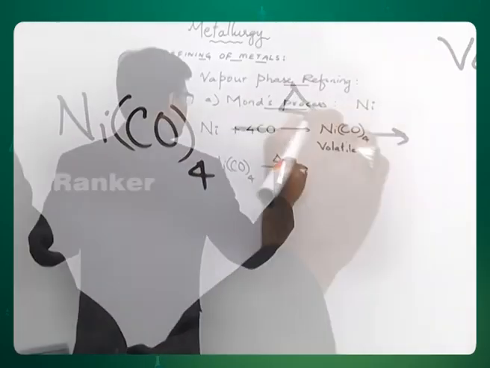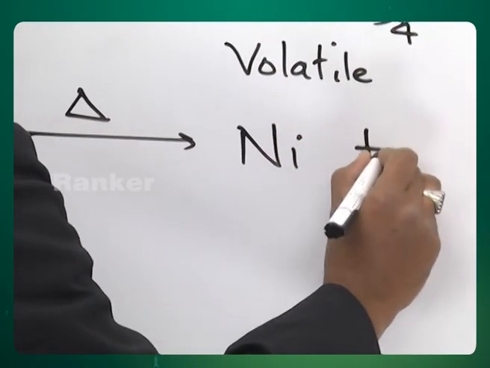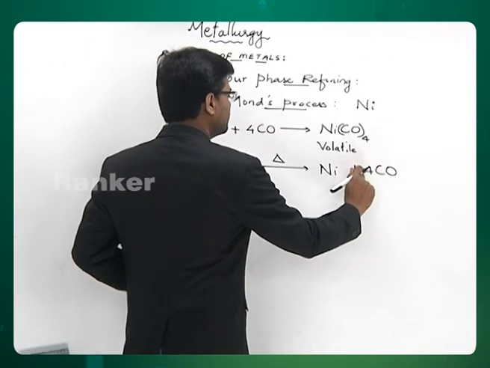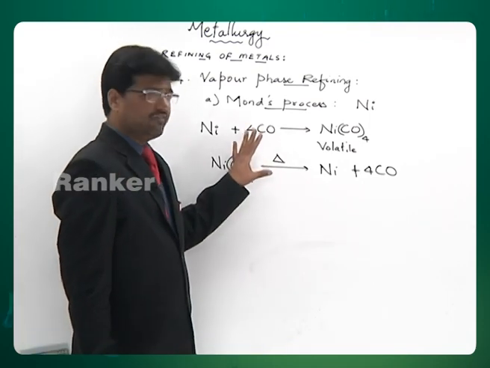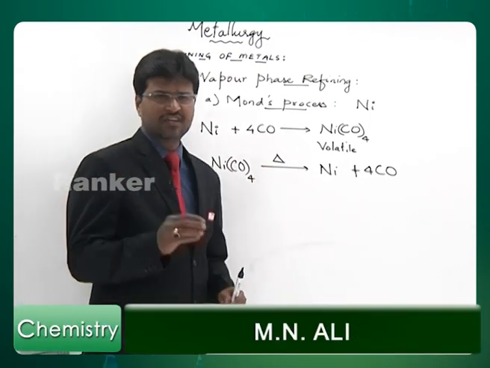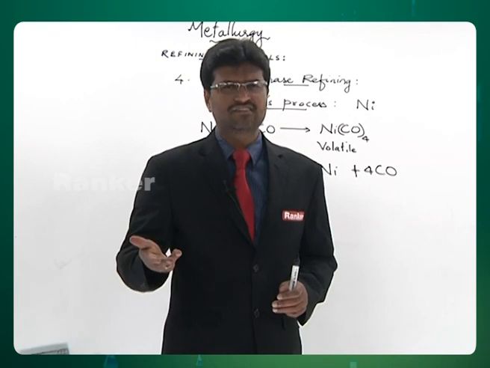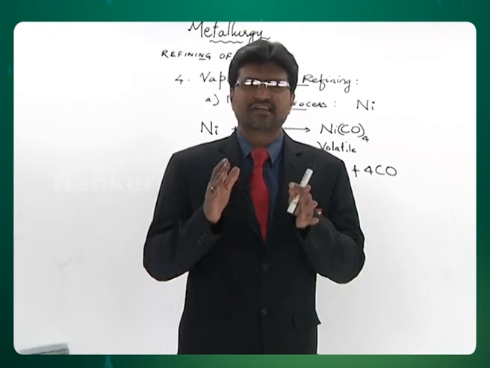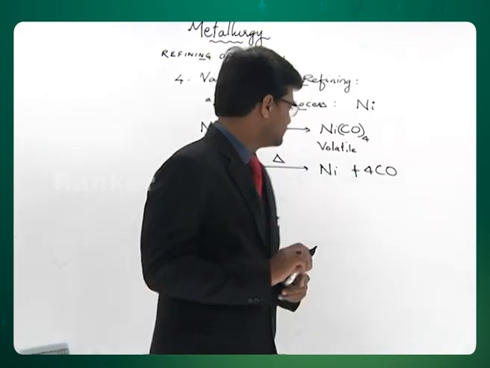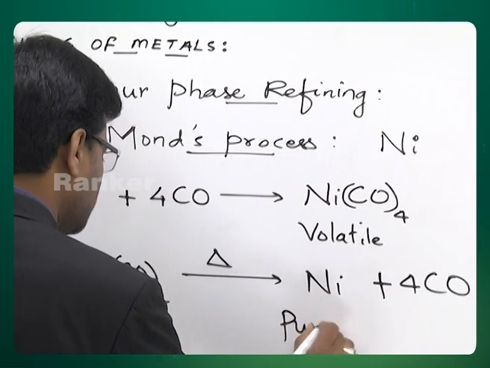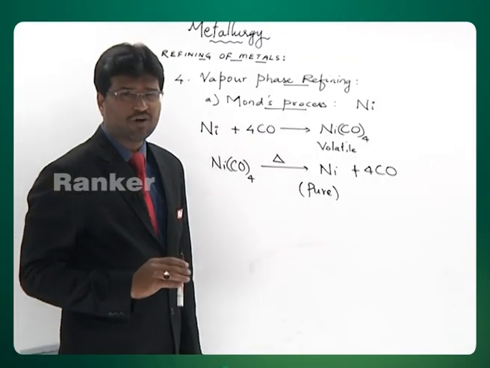Recover the volatile fumes of nickel tetracarbonyl, heat it, and you end up with Ni plus carbon monoxide, which can be reused. So this is how nickel is purified by vapor phase refining, and the method is called Mond's process. Impure nickel is made to react with carbon monoxide. Nickel transforms itself into a volatile substance, nickel tetracarbonyl. This is collected separately and heated to decompose it and recover pure nickel. This is pure nickel. This process is described as Mond's process.